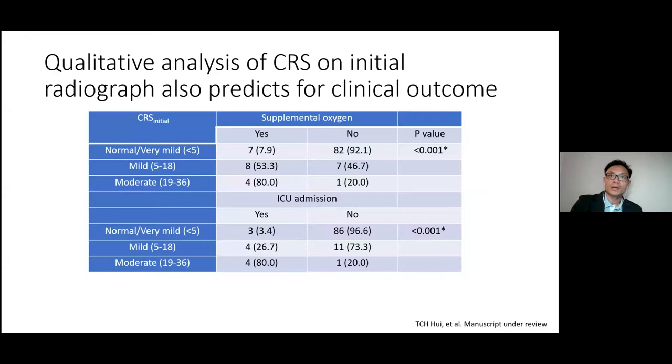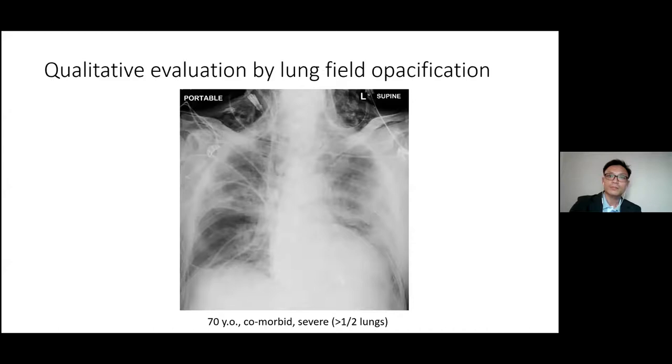We can perhaps simplify CRS for translation to clinical routine, given that it's quite a laborious method of scoring, by estimating the proportion of the lungs involved into mild, which is up to a quarter, moderate, which is up to a half, and severe, which is more than half of the lung fields. By doing so, we found that we were still able to predict the clinical outcome based on the need for supplemental oxygen or ICU admission. Going by the proportion of the lungs involved, this patient with more than half of his lungs is deemed to have severe disease, and in fact, the patient was intubated in ICU.